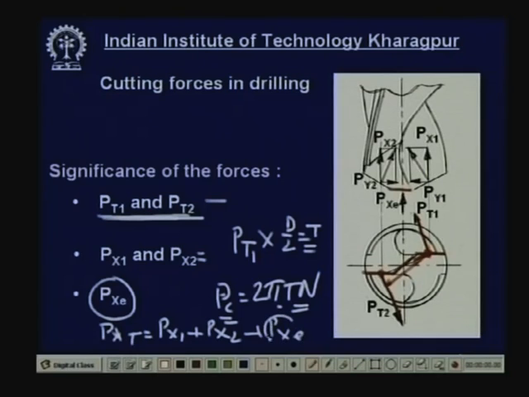Now, Pxe alone can be 50 to 70% of the total force, because this small chisel edge removes the material under stringent, unfavorable conditions like indentation or extrusion, because of a very large negative rake at that point and very low velocity, maybe 0 at the center. So, this is about the drilling force.